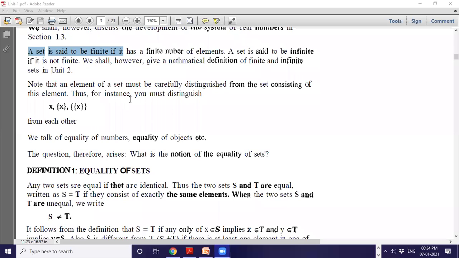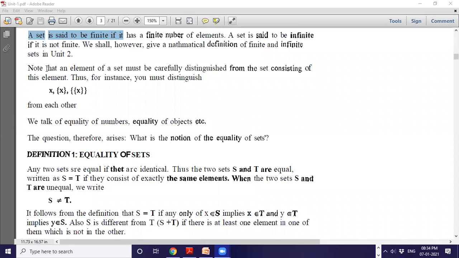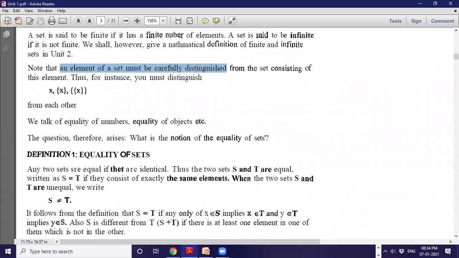Now, an element of a set must be carefully distinguished from the set consisting of the element. Thus, for instance, you must distinguish this. This is also an important point of view. Now look here: x, {x}, {{x}}. What is this? Can you tell me how they differ from each other? Are you getting my question?